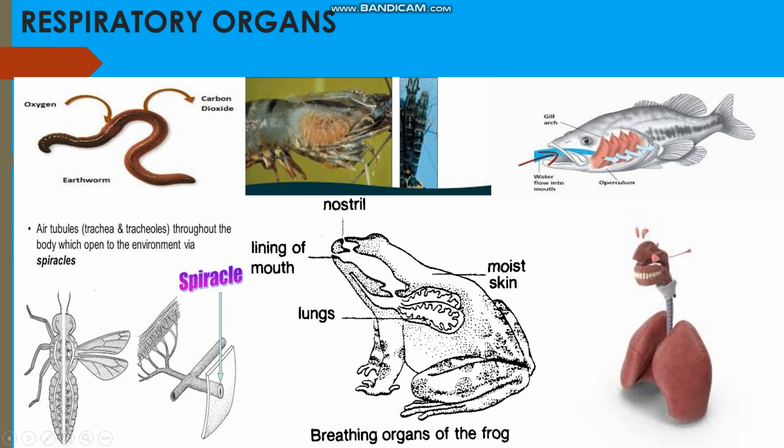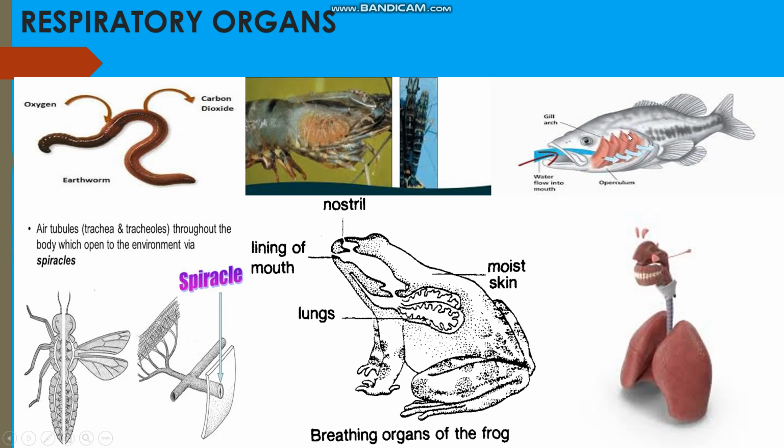In insects, the respiratory organs are the air tubes or trachea. In the case of frog, you can see the respiratory organs are either the moist skin or the lungs. And in the case of human beings, the respiratory organs are the lungs. So the respiratory organ in earthworm is the moist skin, and this type of respiration is called cutaneous respiration.